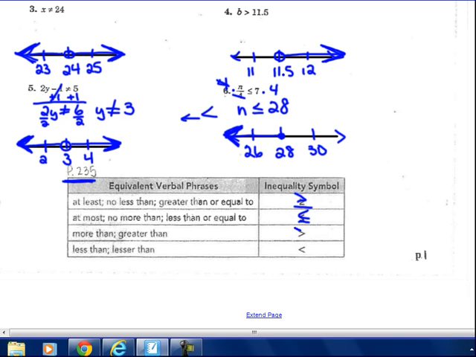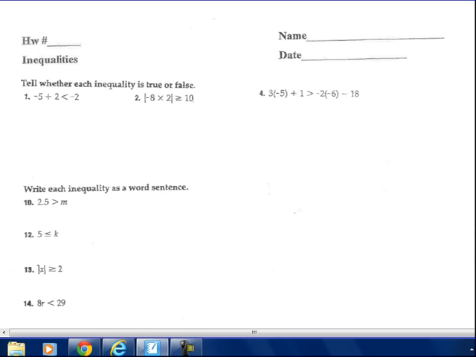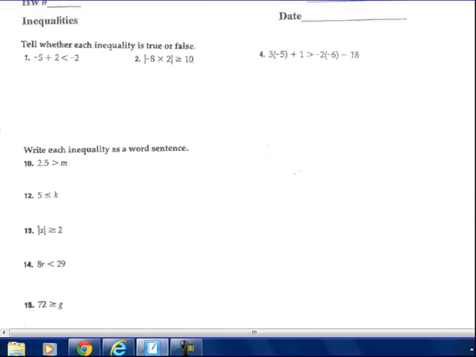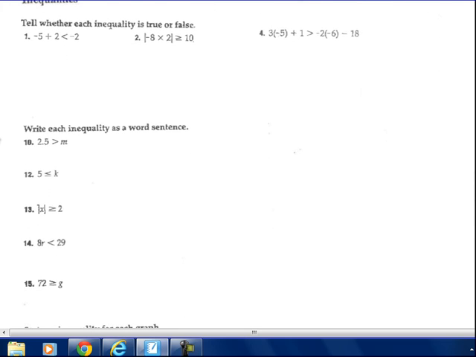Things that mean greater than: well, greater than, more than. Words that mean less than: lesser than. So we're going to be looking for these phrases as we come to inequality word problems. Page 2, please, in your packet. I'm just going to do every other one on this page, and then we'll complete the rest of those in class. Tell whether each inequality is true or false.